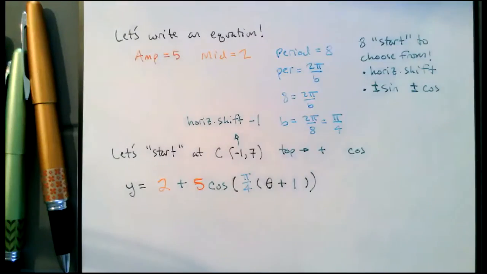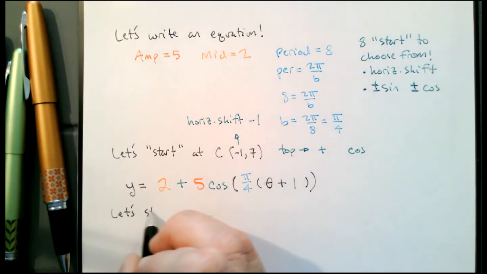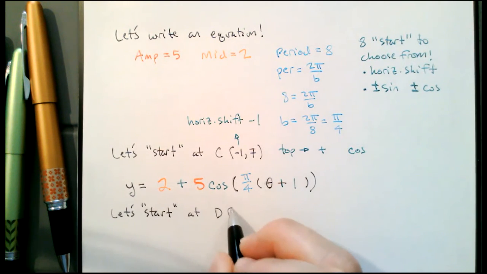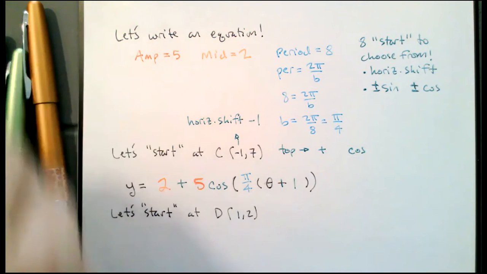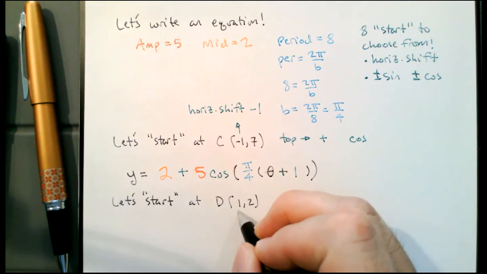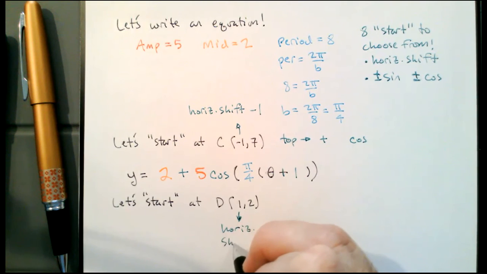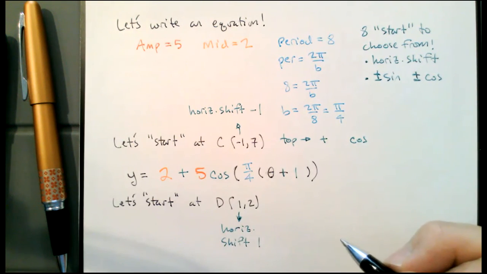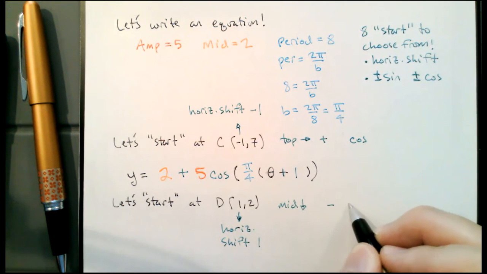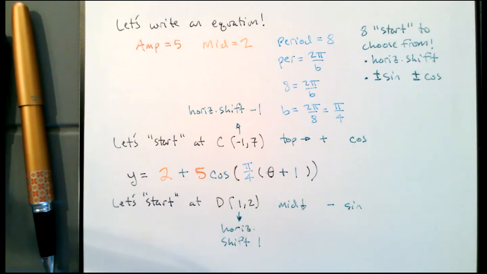So let's write a different equation where we think of D as the starting point. So now our horizontal shift will be at 1. And since we're at the middle going down, we'll use negative sine. Sine because middle, negative because it's at the middle going down.